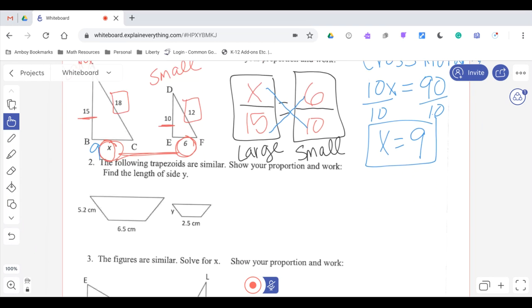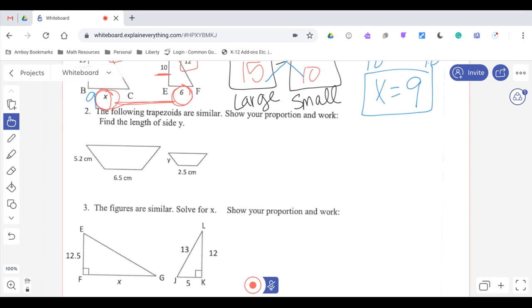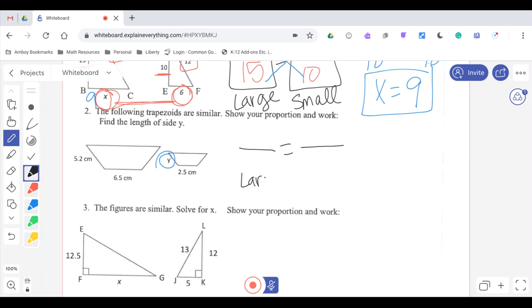Let's try it again. Number 2, the following trapezoids are similar. Show your proportion and work. Find the length of side Y. So I have this missing side here, side Y. I'm going to set up my proportion. And I think, again, I'll do 1 fraction for the larger trapezoid and 1 for the small. If you wanted to, you could have 1 fraction for each set of matching sides, though, too.